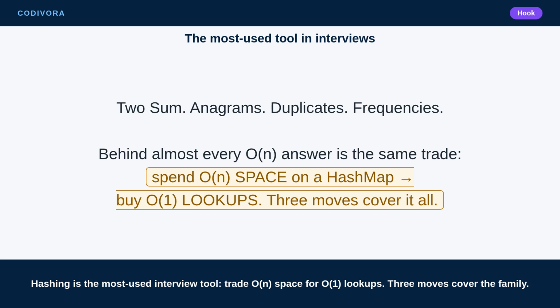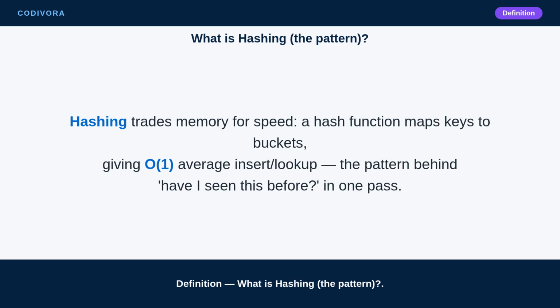Let's go. Definition first. Hashing trades memory for speed. A hash function maps each key to a bucket, giving average constant-time inserts and lookups. As a problem-solving pattern, it answers, "Have I seen this before?" instantly, which converts nested searching loops into single passes with a set or map.